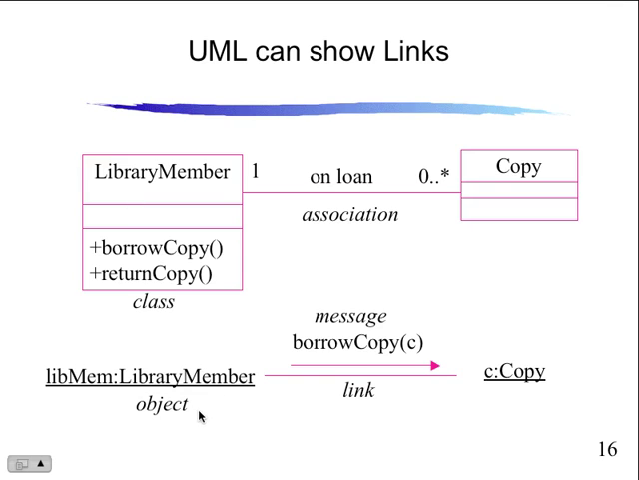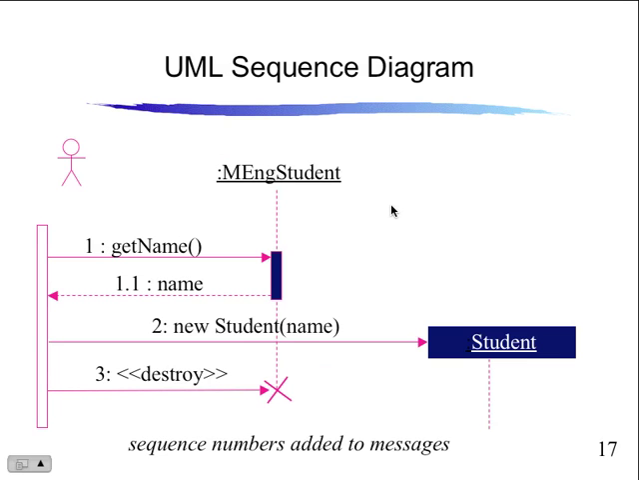And then we have the library member, which is the object, and we have the copy, which is an object, and then we have a message that's being sent. That's why we have these arrows showing you the link between the two, which is explaining the line concept. And then here's the sequence diagram of a similar scenario, with sequence numbers added to messages.